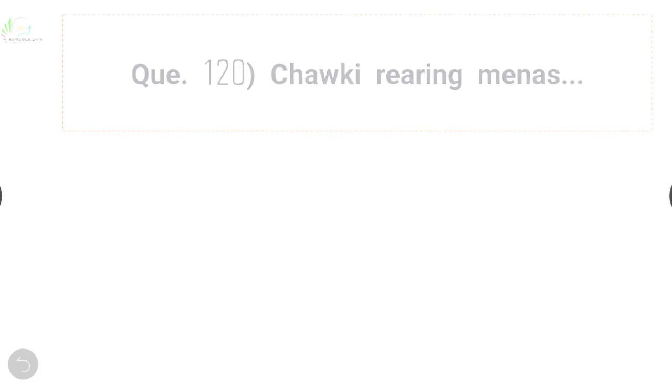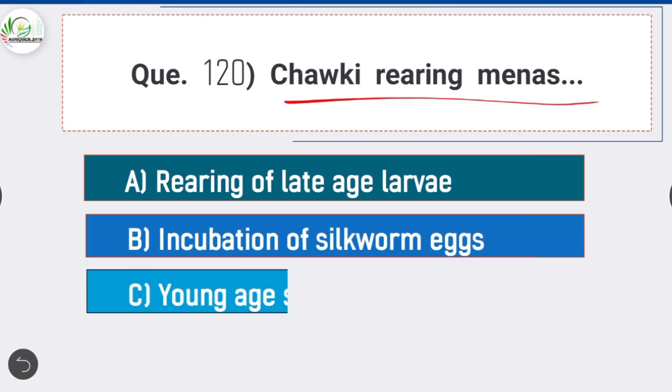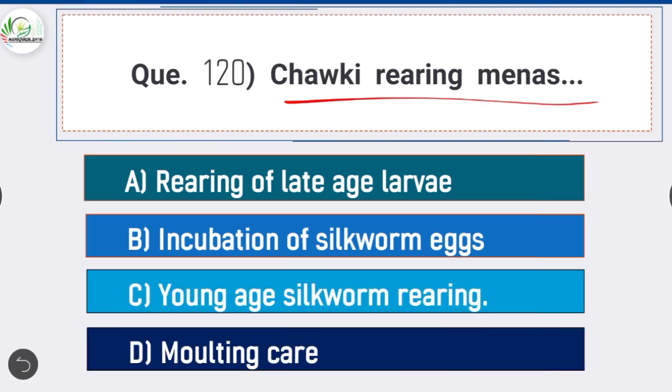Question number 120. Chawki rearing means, and the correct answer is option C, young age silkworm rearing. Chawki rearing means rearing of the first two stages of silkworms, that is, instar first and instar second, under controlled climatic conditions.